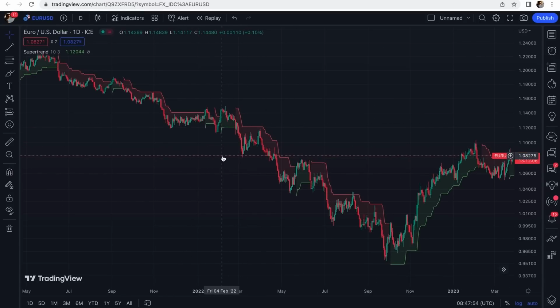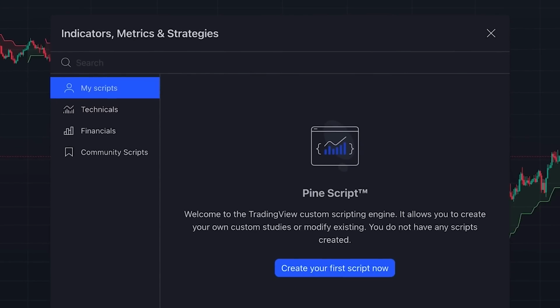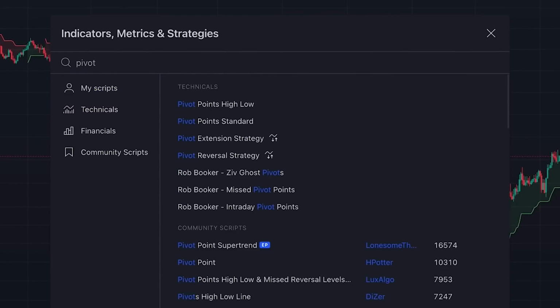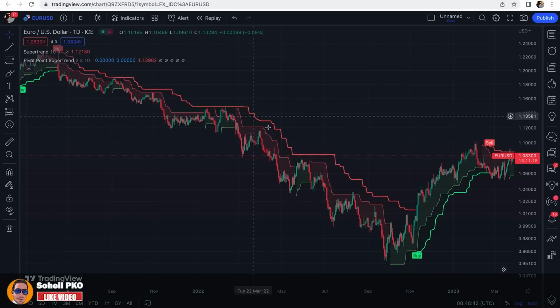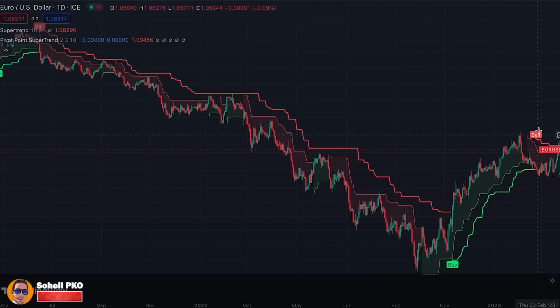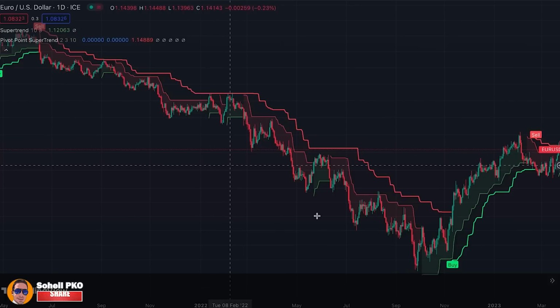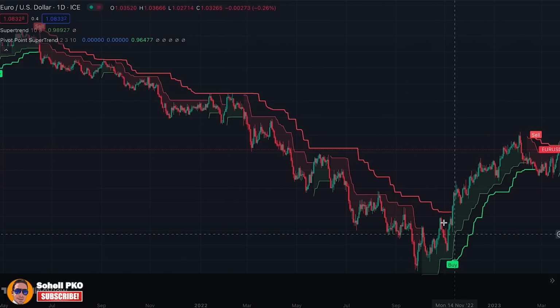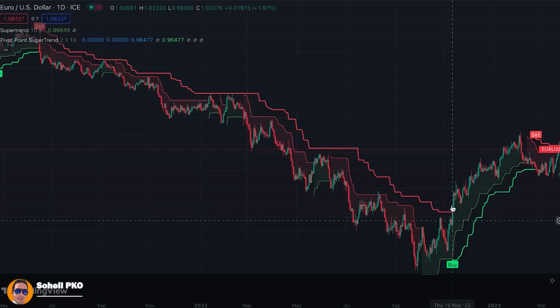To add it to our chart, we click on indicators and search Pivot Point Super Trend, this one, which is an Editors' Picks indicator, written by someone named LonesomeTheBlue. Alright, you can see that it's been added to our chart, this thicker line, which also comes with buy sell signals, as you can see on the chart. The buy sell signals are actually at the point of color changing where the candle breaks the line.